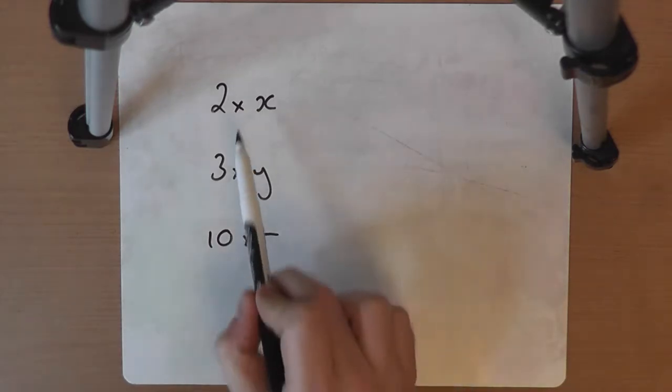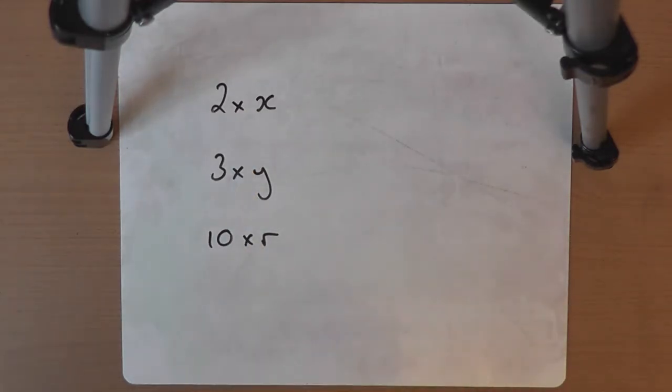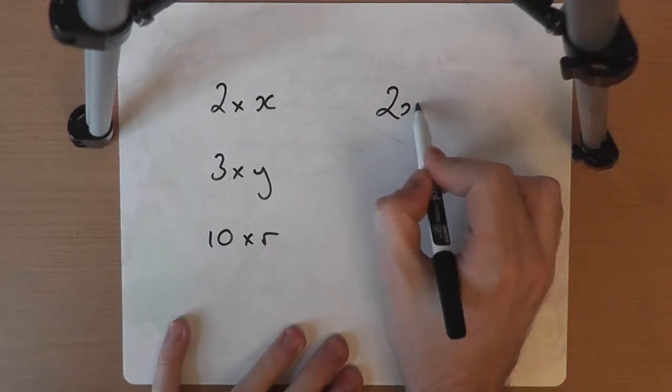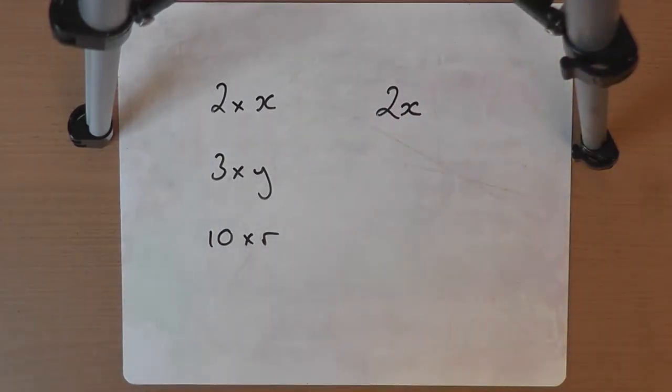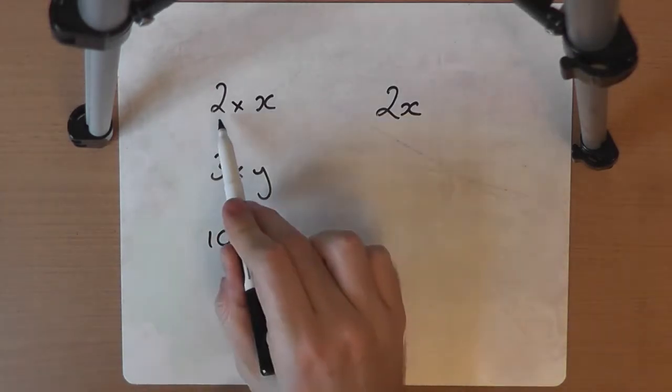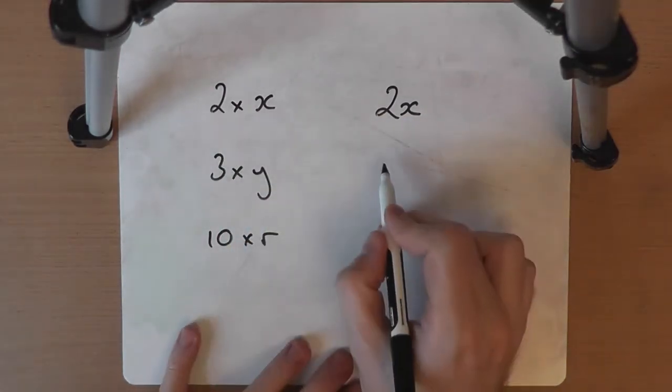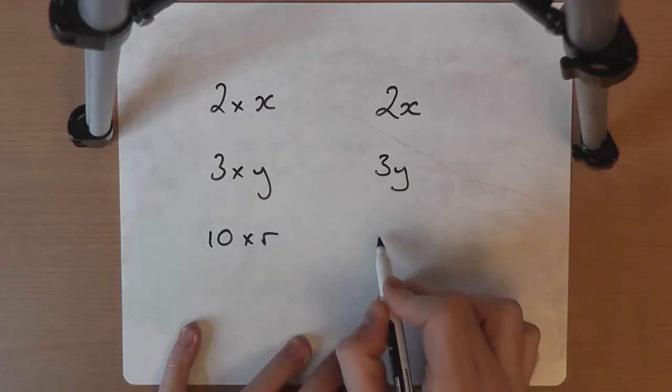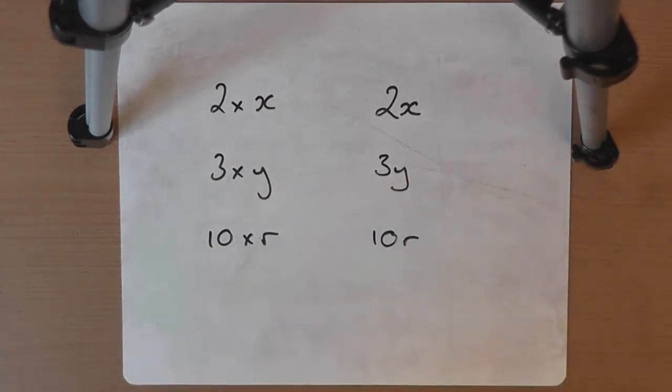Thing is, having these times signs in there is a little bit messy, because 2 lots of x, well, we could write that just as well without the times sign, really. So what we're going to do, the first bit of simplifying, is that we could just write that as 2x. We drop out the times sign and make sure that we've put the number first. The number always tends to come first, just because that's the way that we set it out. It just looks a bit neater, it's a bit easier to think about. 2x is the same as 2 lots of x. 3 times y we could rewrite as 3y, and 10 times r as 10r.